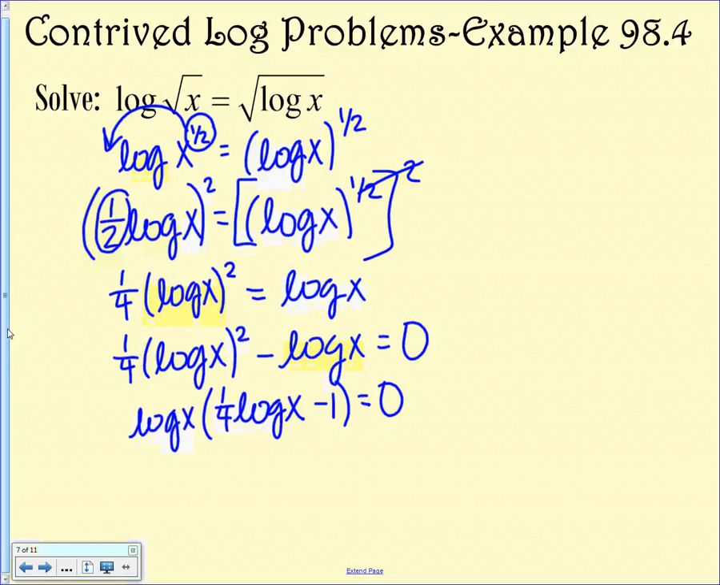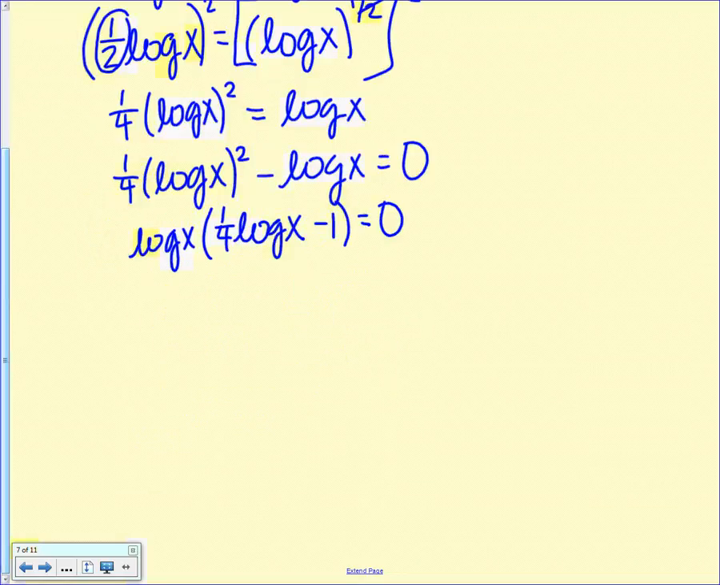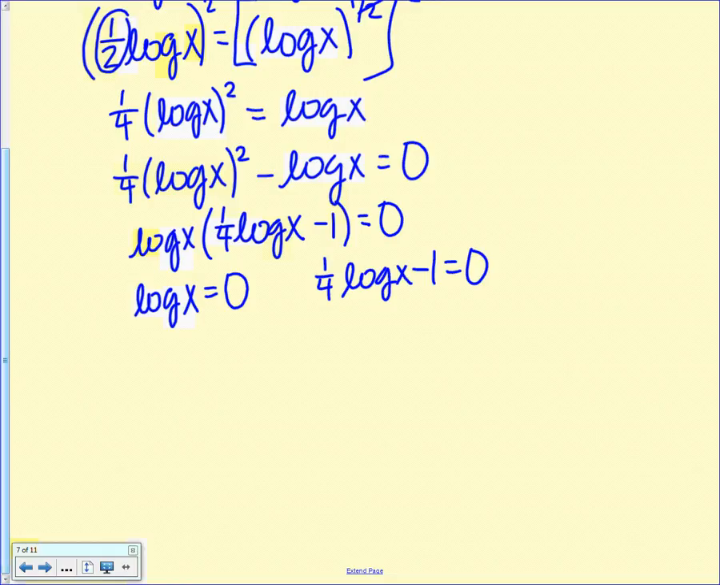And so we can set our factors equal to 0. So log of x equals 0, or 1/4 log of x minus 1 equals 0. This one on the left, the base is a 10, so we have 10 to the 0, which means that x equals 1. Okay?